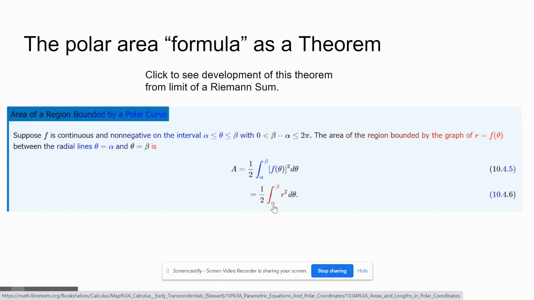And then you sum that up between alpha and beta, where alpha and beta are two different angles of theta, the angles of theta where your actual graph starts and ends. So this is the formula that we're going to use to calculate the area enclosed in a polar region. It's got to be continuous and non-negative on that interval between alpha and beta. We're going to remember to square the function of theta, which is r. And we're going to remember the 1/2. And there's not going to be any pi's involved in that area formula.